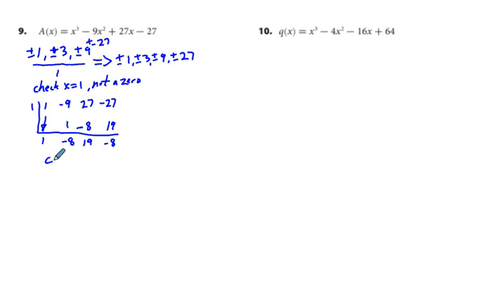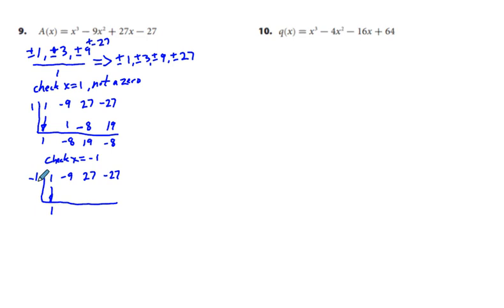Next, we're going to check x equals negative 2. All right, I said negative 2. I meant to say negative 1. So we put negative 1 here. So negative 1. And we have 1, negative 9, 27, and negative 27. So we bring down the 1.